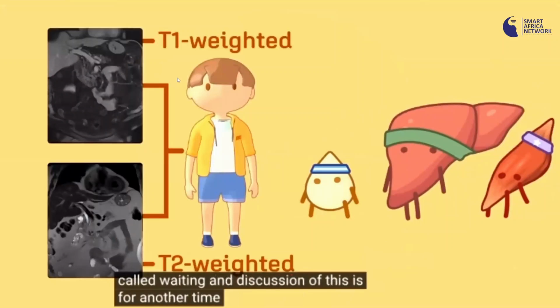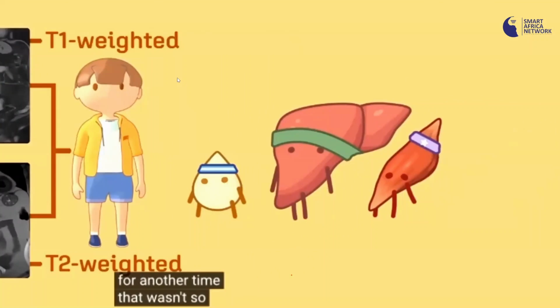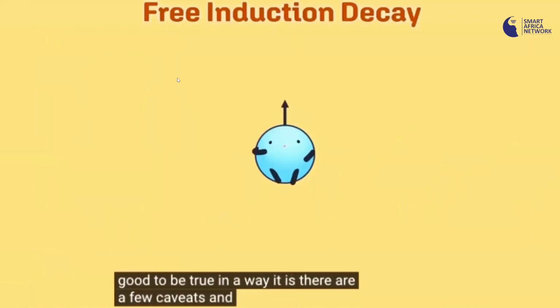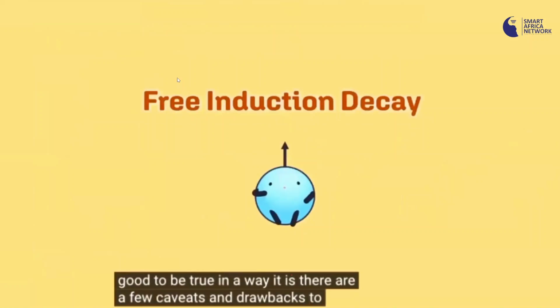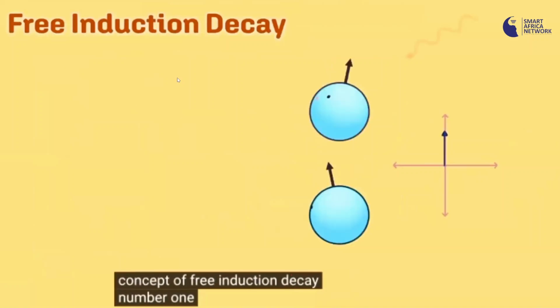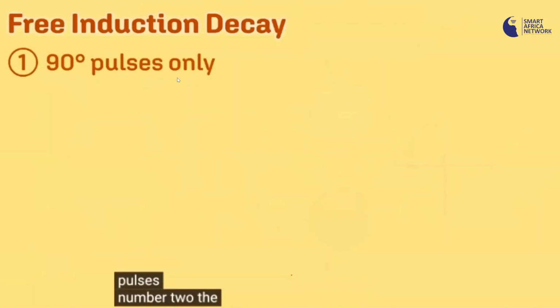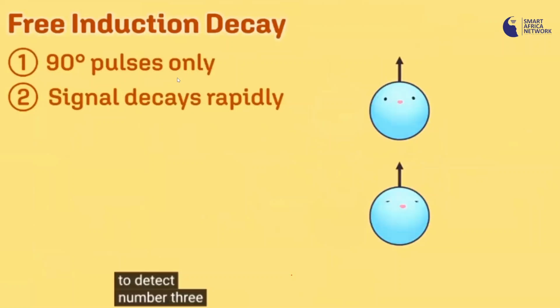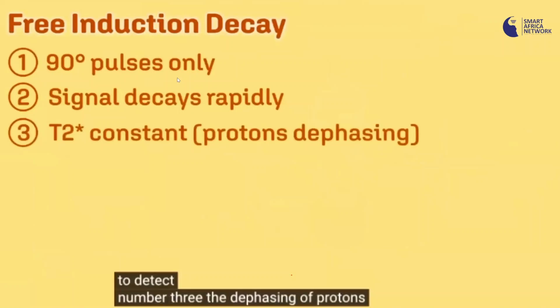That wasn't so bad, was it? Seemed too good to be true? In a way, it is. There are a few caveats and drawbacks to the concept of free induction decay. Number 1, it only applies to 90-degree pulses. Number 2, the signal decays very rapidly and requires a very fast scanner to detect.